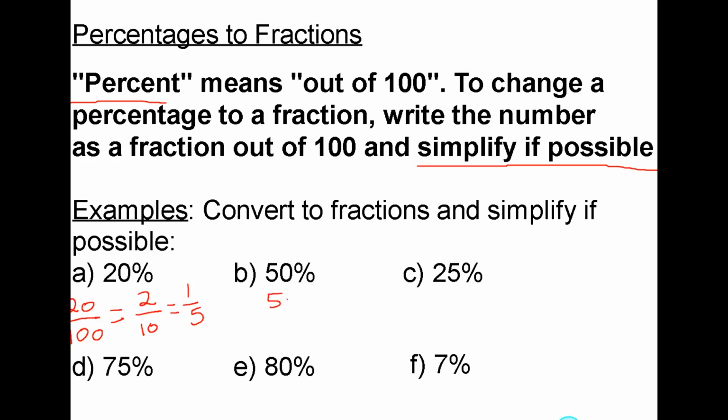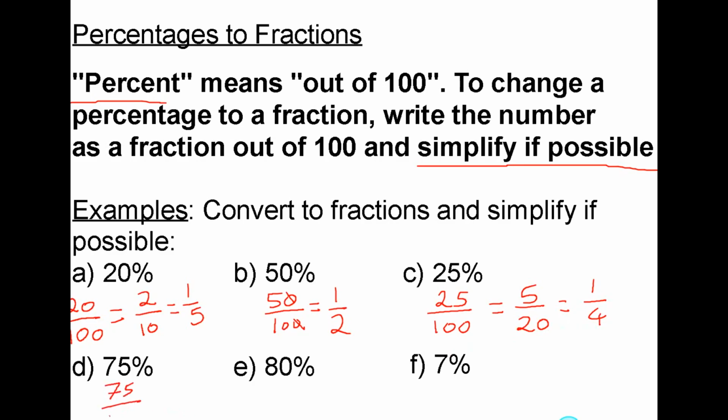Similarly, 50%, another good one to remember, is 50 over 100, which will simplify to 5 over 10, which will then simplify to 1 over 2. 50% is a half. 25%, again 25 over 100. We know that 5 goes into 25 5 times. 5 goes into 100 20 times, so we have 5/20ths, which will simplify further to 1 over 4. 75% is 75 out of 100. I know that 25 times 3 is 75, and 25 times 4 is 100, so we have 3/4.